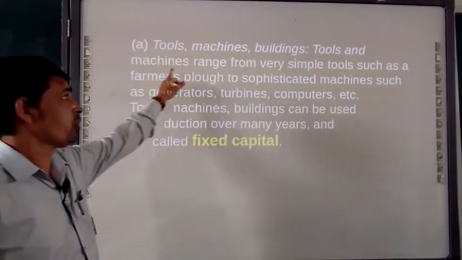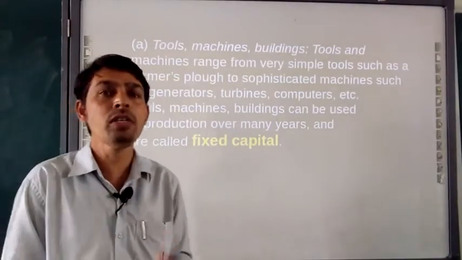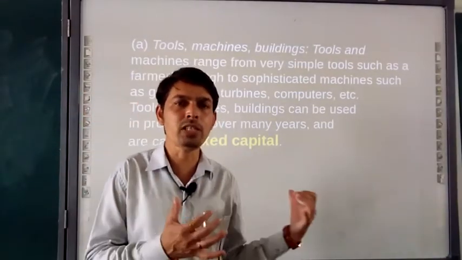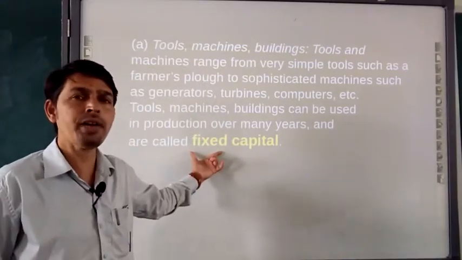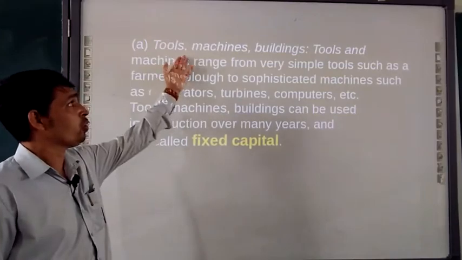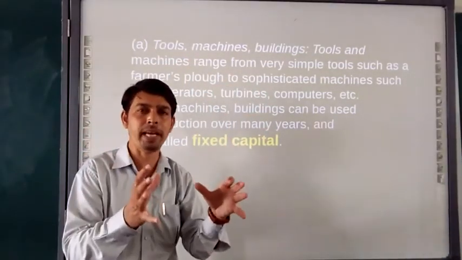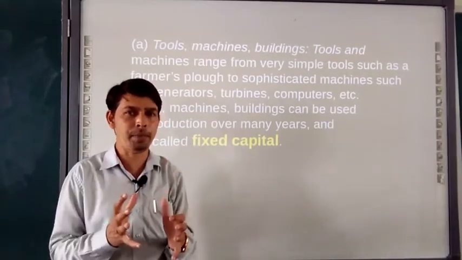First, A is talking about the fixed capital and B we will talk about the working capital. So first we will see what fixed capital is. Fixed capital refers to tools, machines, and buildings. They are fixed at a particular place, so they are called fixed capital.